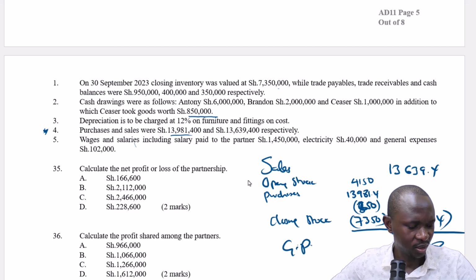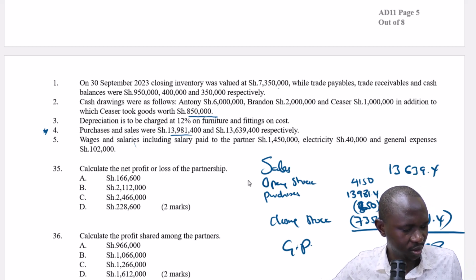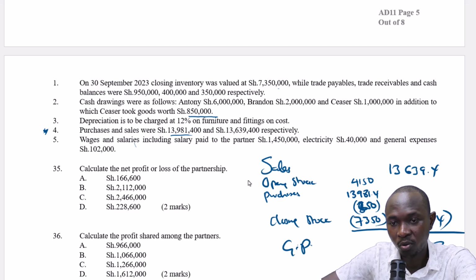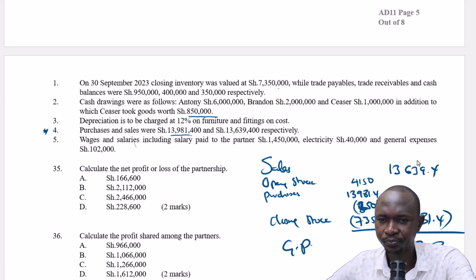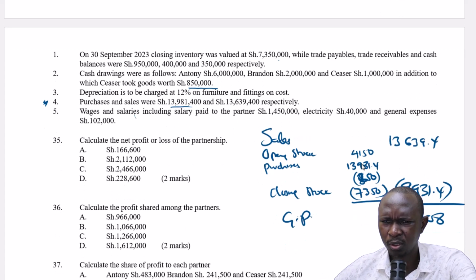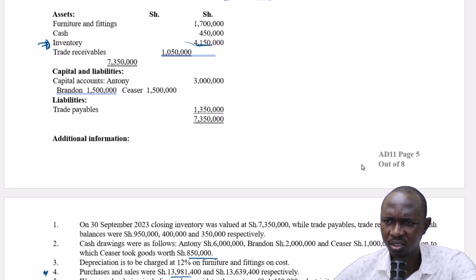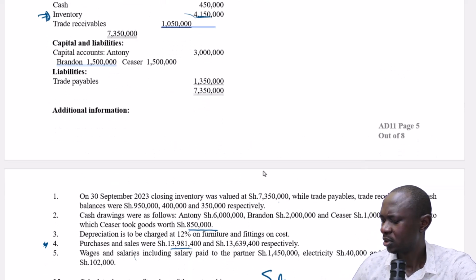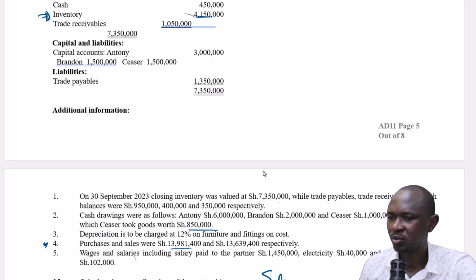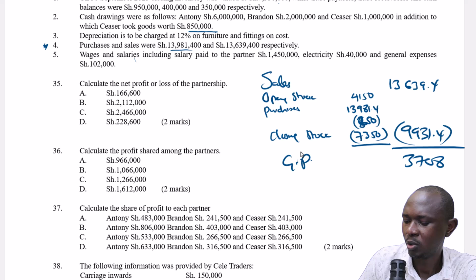So let's move on. Having gotten that one, 3708, move on to the expenses. Let's see if we have additional information, additional income. So straight we bounce to the expenses. Depreciation to be charged at 12% on furniture and fittings at cost. So cost for furniture and fittings is 1700. 1700 times 0.12 gives us 204. So depreciation is 204.